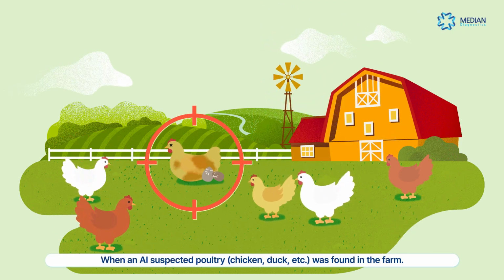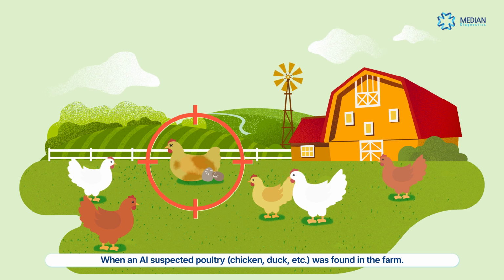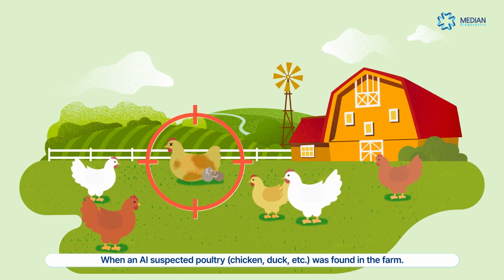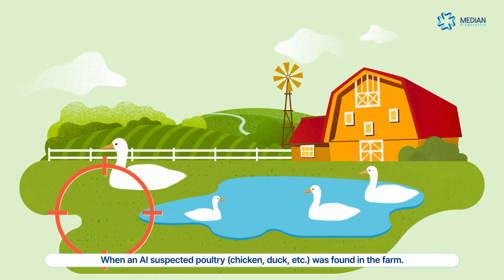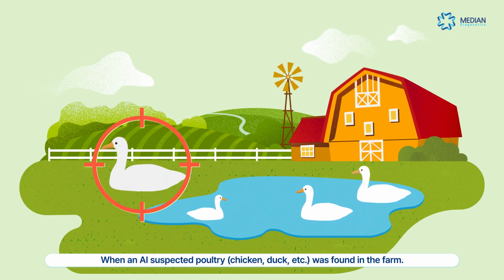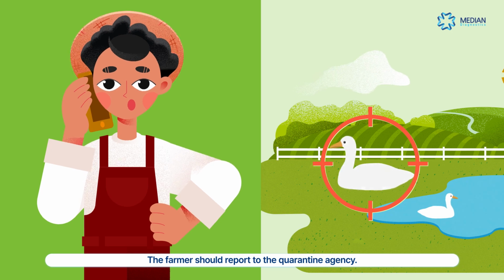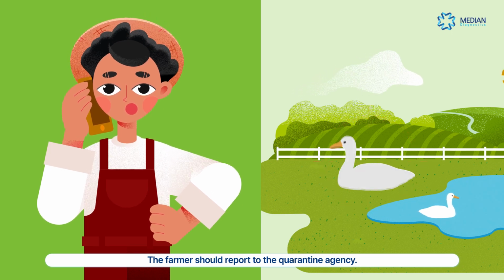Avian influenza is a viral disease that causes mortality, respiratory symptoms, and reduced egg production in poultry. Some subtypes can also infect humans. When a poultry showing suspected symptoms is found on a farm, the farmer must immediately report it to the quarantine agency.